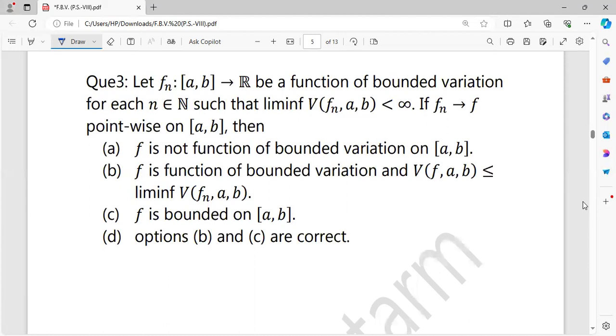First option: F is not a function of bounded variation on [a, b]. Second option: F is a function of bounded variation, and its variation is less than or equal to the limit inferior. C option: F is bounded on [a, b]. Options B and C are correct. So let's check it.